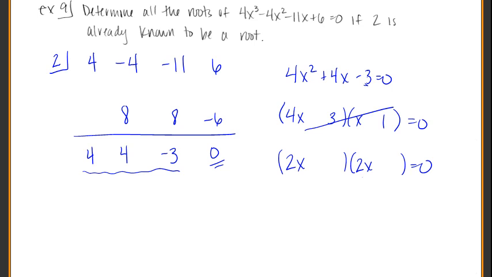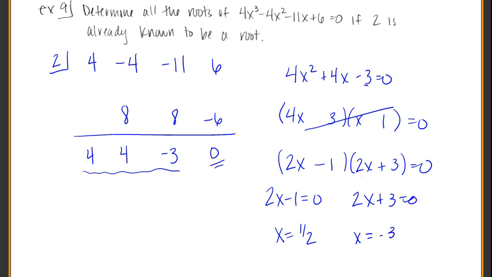If I put a positive 3 right there and a negative 1, 2x times 2x is 4x squared. The outsides would be a 6, minus 2 is 4, and negative 3. Looks like we're good to go. So setting each of these equal to 0: 2x minus 1 equals 0, and 2x plus 3 equals 0. Moving the 1 and dividing by 2, x is a half. And moving the 3 and dividing by 2 gives negative 3 halves.